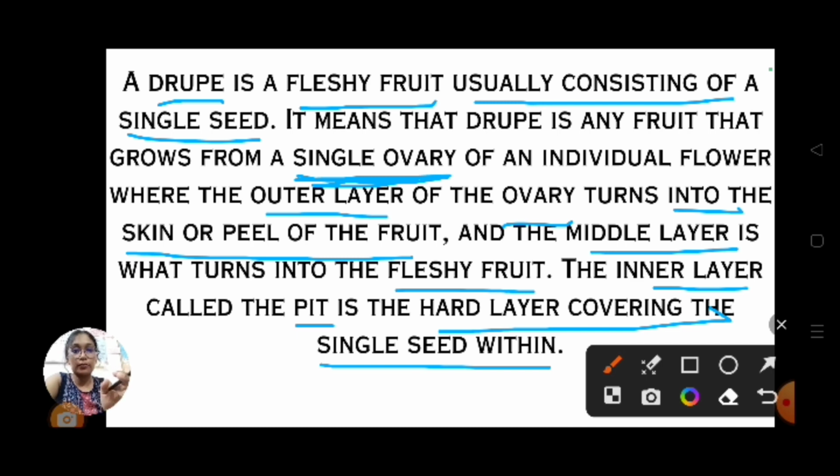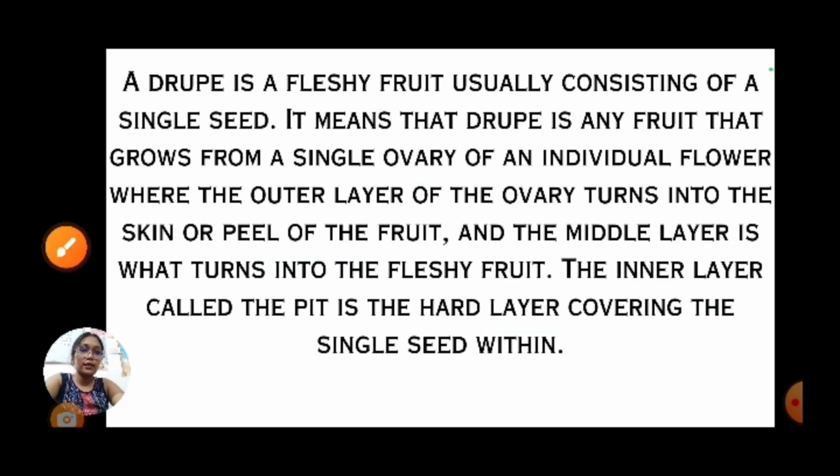Is it clear now? It arises from a monocarpellary superior ovary, developed from a single ovary. The outer layer of the ovary acts as the peel, the outer skin of the fruit. The middle layer acts as the fleshy part, and the inner layer acts as a thick covering which protects the seed. This is the detail about the drupe. Is it clear now?